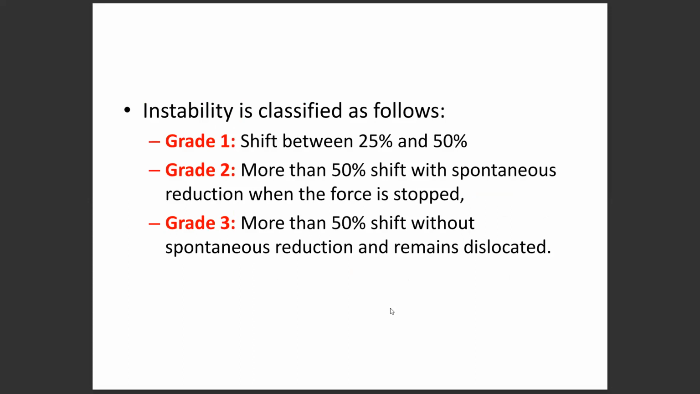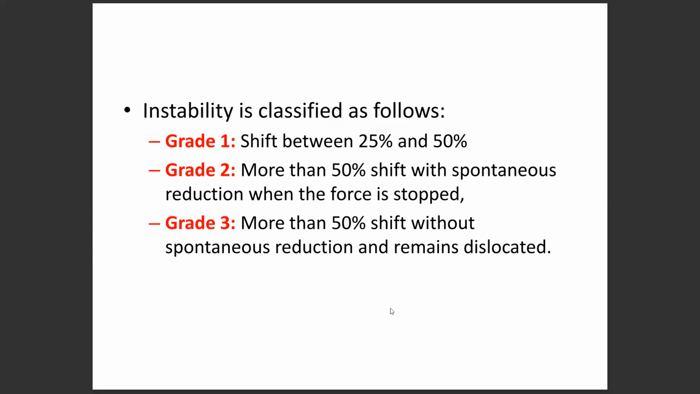Now, on the basis of that shifting, the anterior instability can be graded as grade 1, grade 2, or grade 3. Grade 1 is when there is shifting between 25% and 50%. And grade 2 and grade 3 will both have 50% or more than 50% shift.